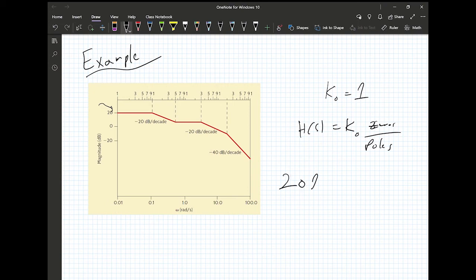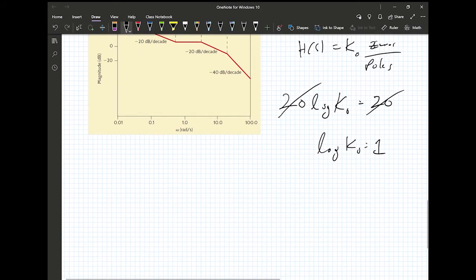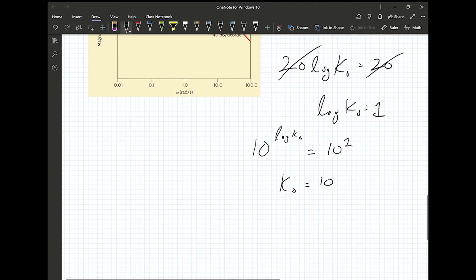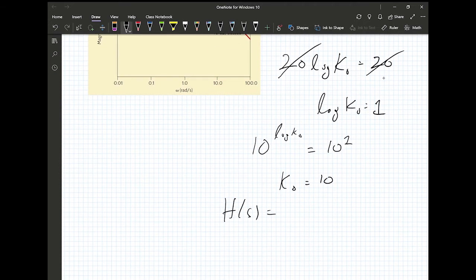That means that 20 log the gain is going to be 20, right? So 20 cancels with 20. That means log k0 is 1. So take 10 to the power on both sides. We end up with 10 to the power log k0 equals 10 to the power 1. 10 to the power is the inverse of the log. So we end up with k0 being 10. Right? So the first component of the transfer function is going to be 10, a constant gain of 10, and then we're going to have the poles and the zeros.